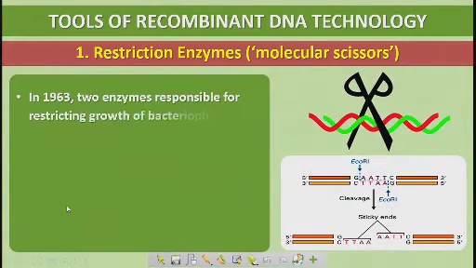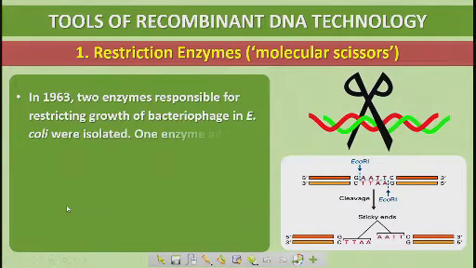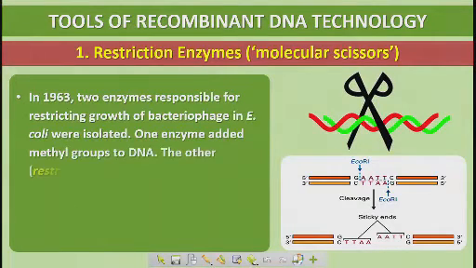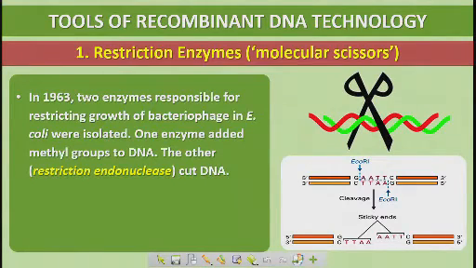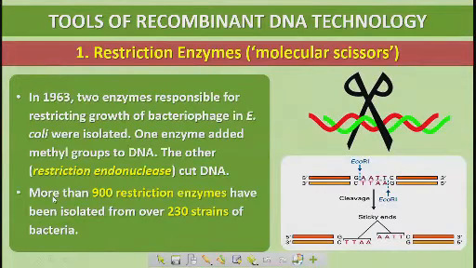In 1963, two enzymes responsible for restricting growth of bacteriophages in E. coli were isolated. One enzyme added methyl groups to DNA, the other cut the DNA at specific site. More than 900 restriction enzymes have been isolated from over 230 strains of bacteria.